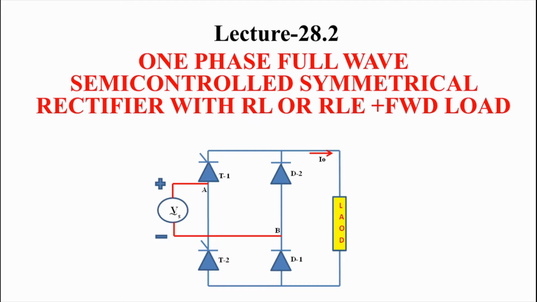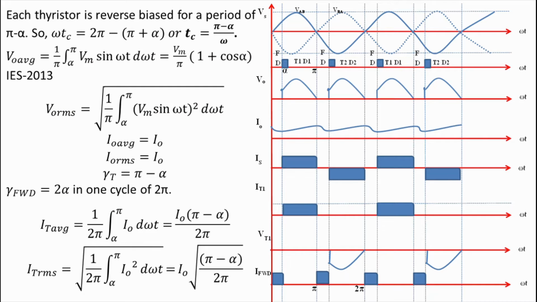So these are the waveforms which we have derived in my previous lecture. In these waveforms, see the waveform of thyristor voltage VT1. Here thyristor is reverse biased for a period of pi minus alpha. So we can say that circuit turn off time of this circuit is (pi minus alpha) by omega.